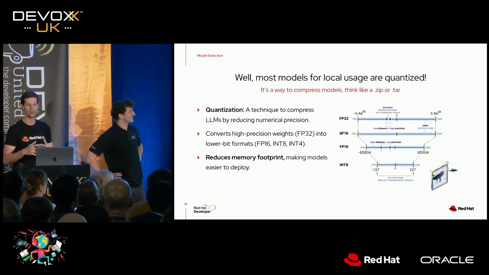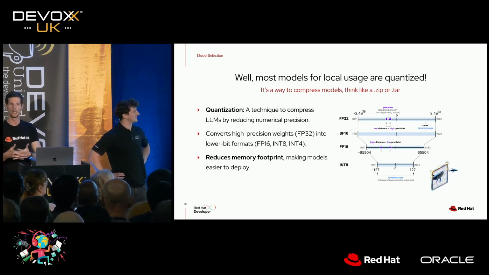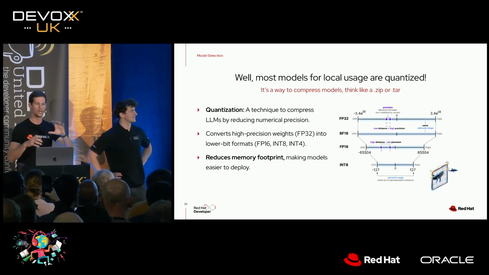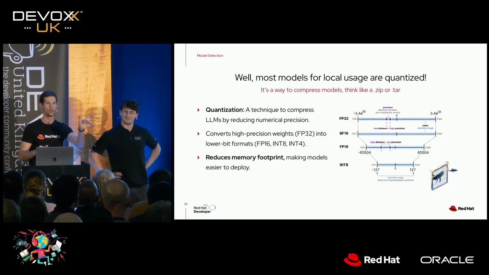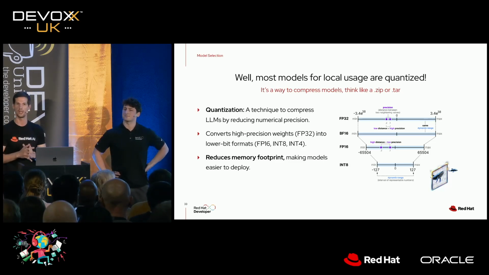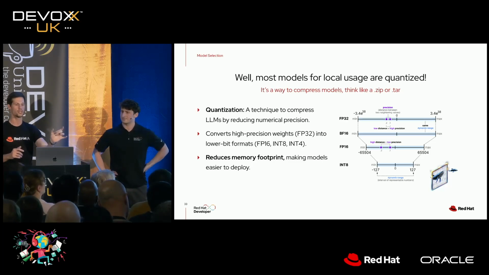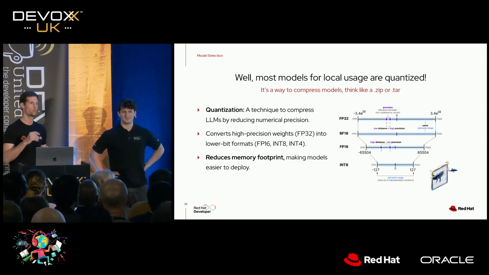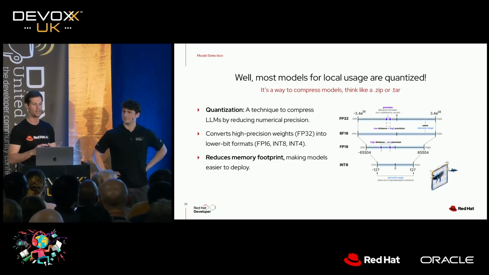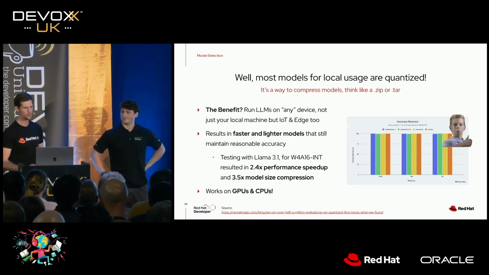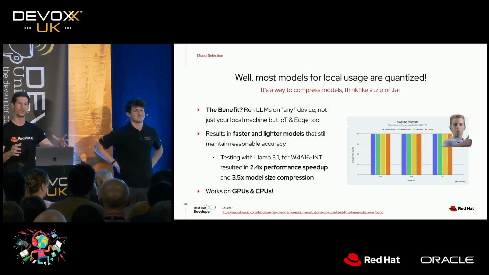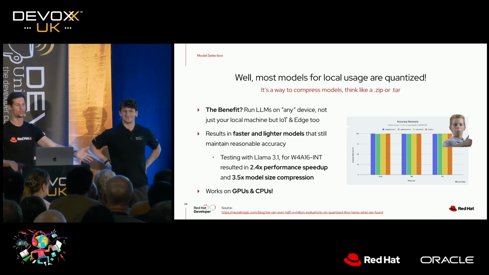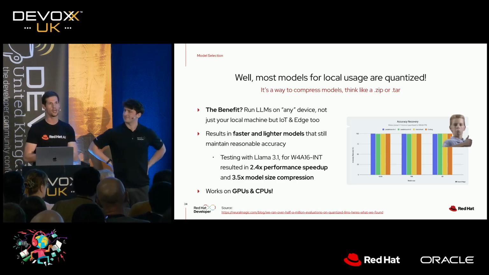So in this case, most models for local usage are quantized. It's a way of compressing the models. It's a technique of compressing the different LLMs by reducing the numerical precision. We are taking these high-precision weights, where all of the information and knowledge of the LLM lives, and we are putting all of these in lower-bit formats, reducing the memory footprint and making the models easy to deploy. And the benefit is that you can run the LLMs on any device, not only on your laptop, but also in use cases like the edge. The result is faster and lighter models.